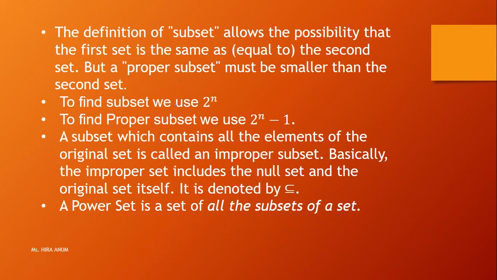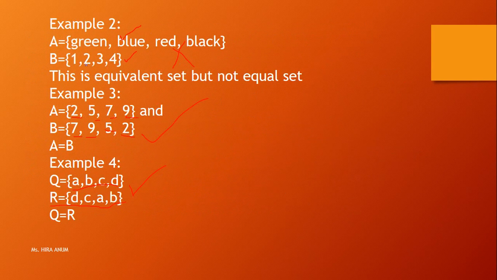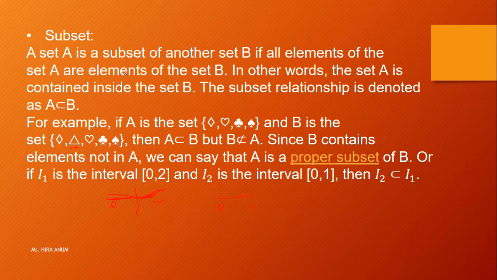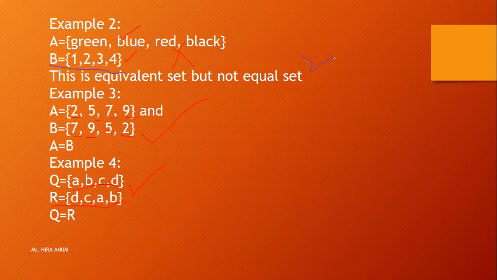To find the number of subsets, use 2^n. When we find subsets, if we have a set like B equals 1, 2, 3, 4, we write 2^n, where n is the number of elements. Put the number of elements as the power of 2: 2^4, which equals 16. This set has 16 subsets.